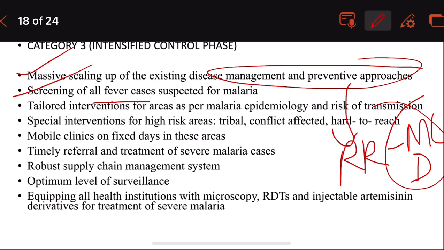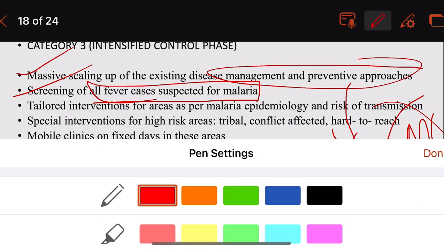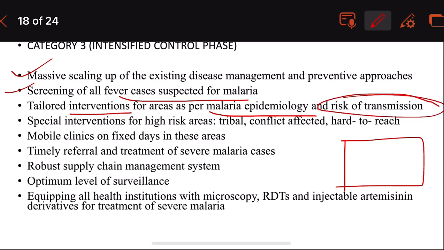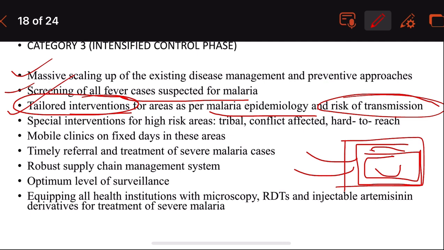Next, screening of all the fevers which are suspected for malaria. So we have to screen all the cases which are suspected of malaria. Tailored interventions for the areas as per malaria epidemiology and risk of transmission. So we need to bring in the interventions as per the malarial epidemiology in that area, and based on the risk of transmission we need to bring in the tailored interventions.